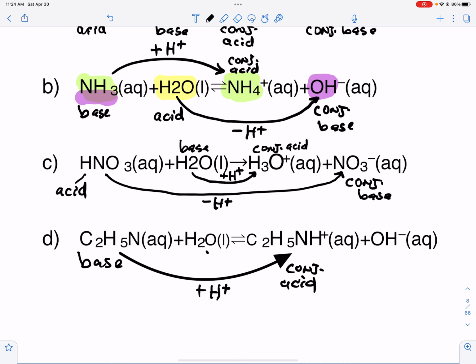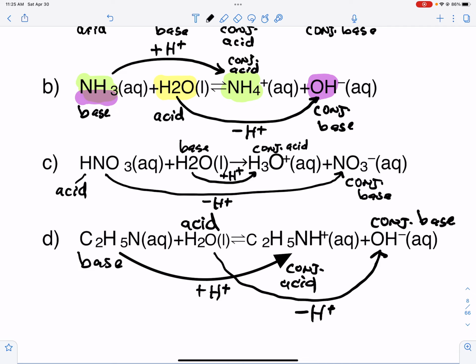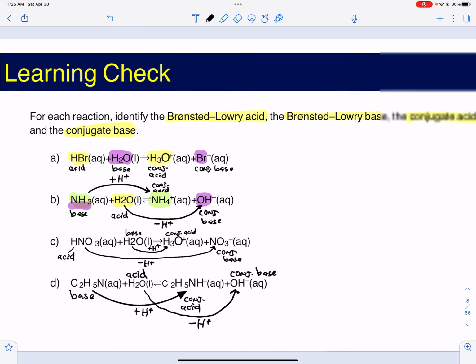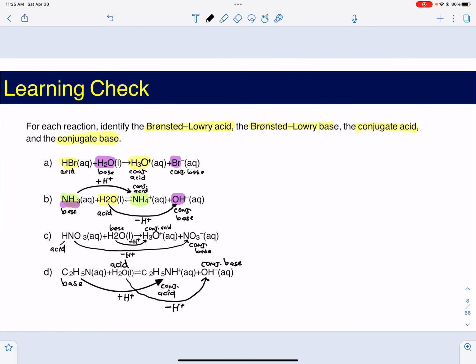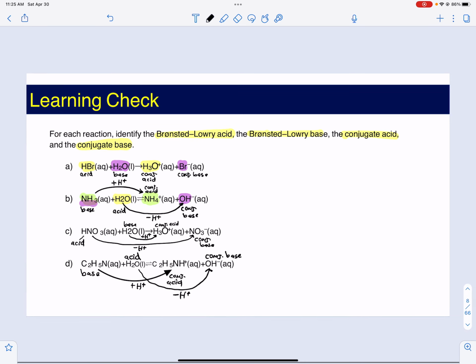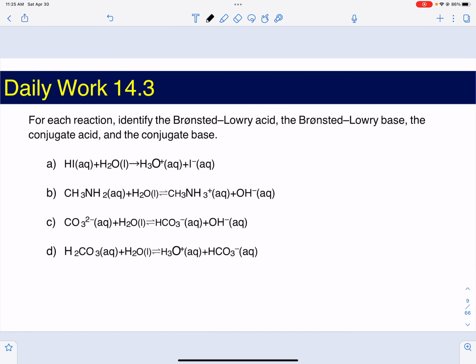The same way, water is becoming hydroxide, like I said, which means it's losing a proton. So therefore, this is my acid, and this has to be my conjugate base. So that's how we find out which is which, using what you learned earlier about identifying acids and bases. So go ahead and work on these 3 problems.